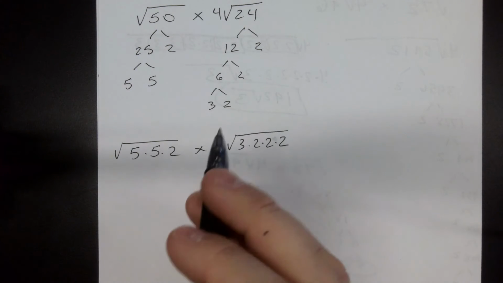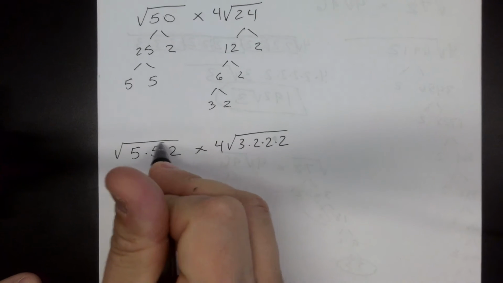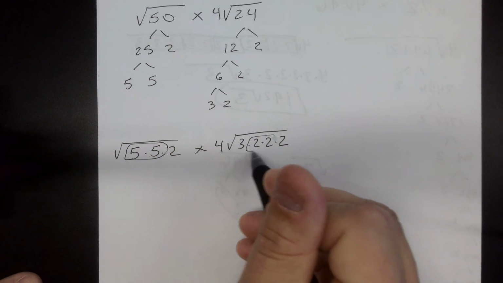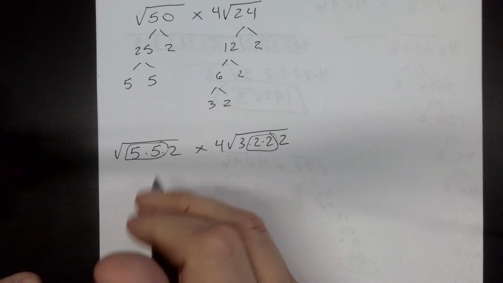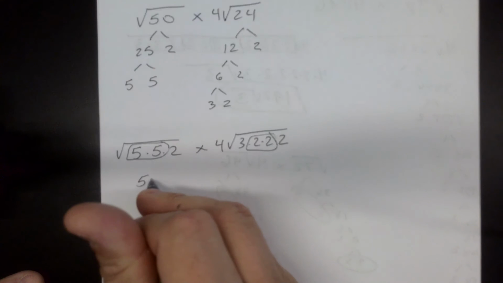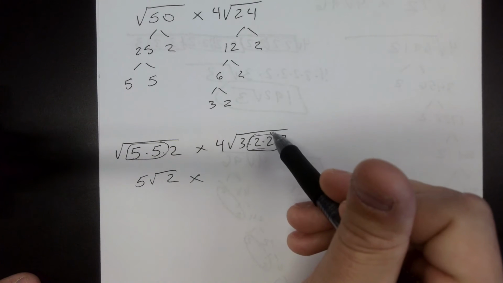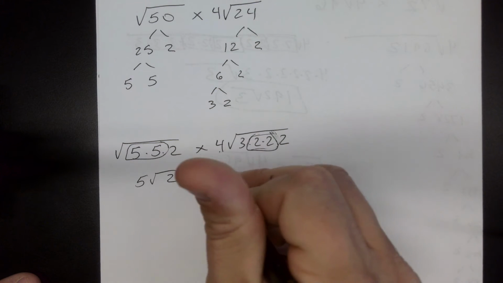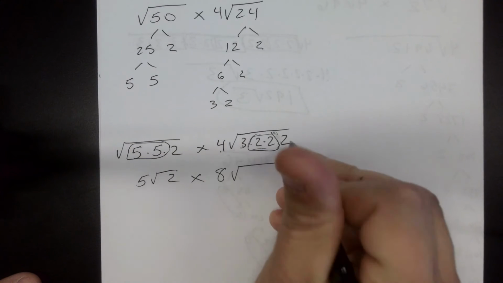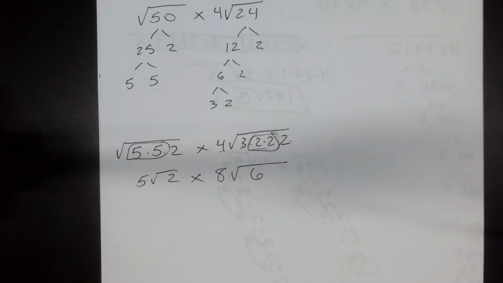Mallory, do we have pairs? Yeah. 5 5s and then a pair of 2s. So 50 is going to become 5 square root of 2. This pair of 2s, we're going to bring it out and times it to the 4 to get 8 square root of 3 times 2, which is 6. Alrighty?